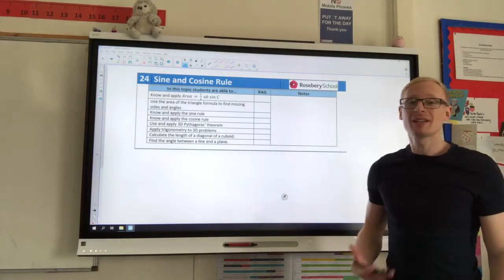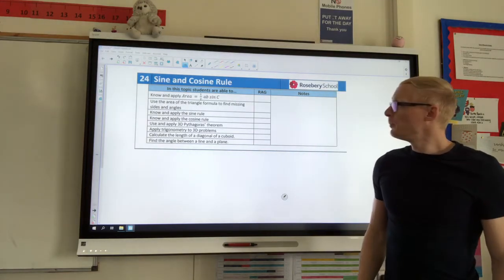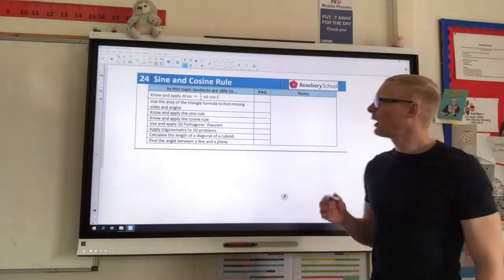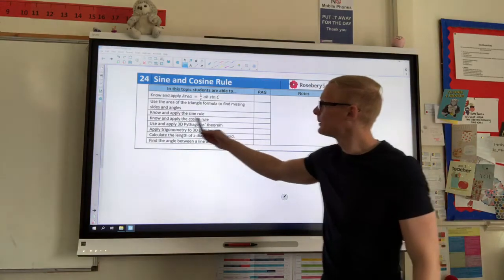Okay, welcome to lesson 2 of topic 24, the sine and the cosine rule. Last time we looked at how to find a side using the cosine rule. Today we're going to look at how to find an angle using the cosine rule. So we're still working on this point here.